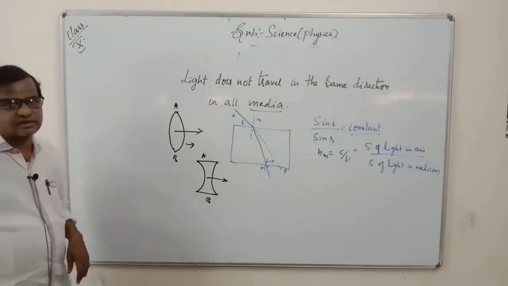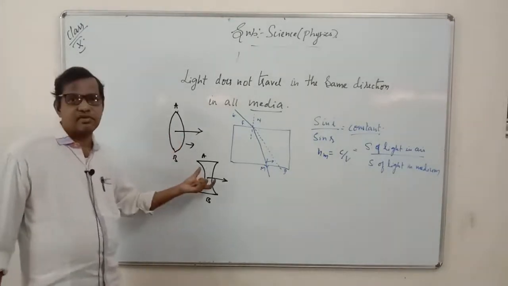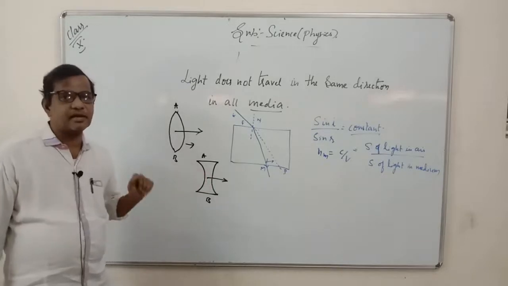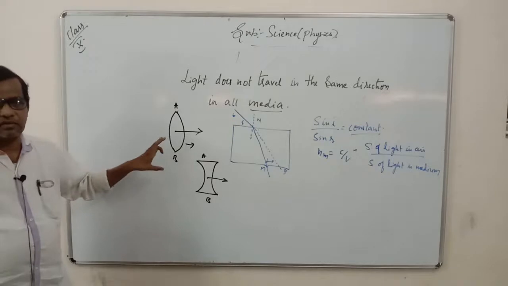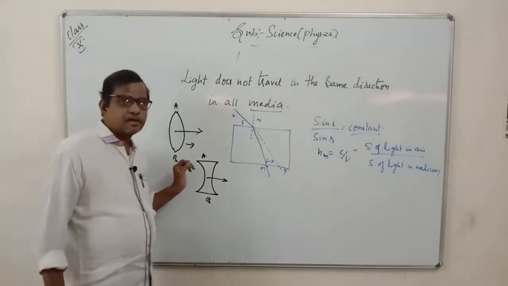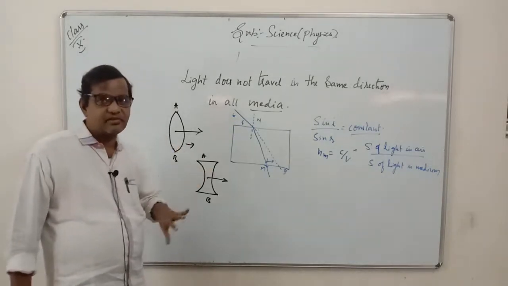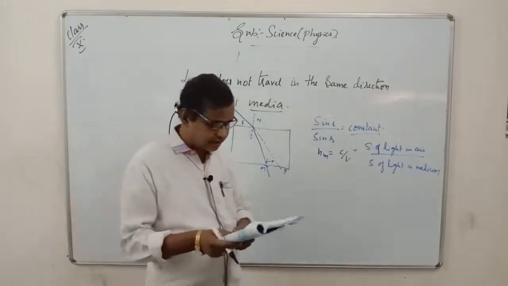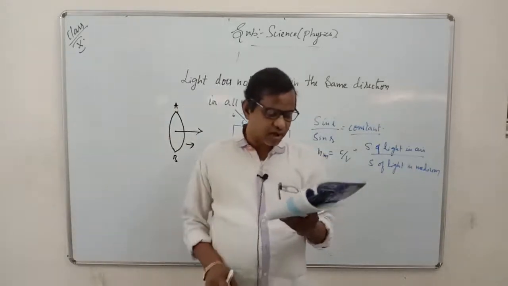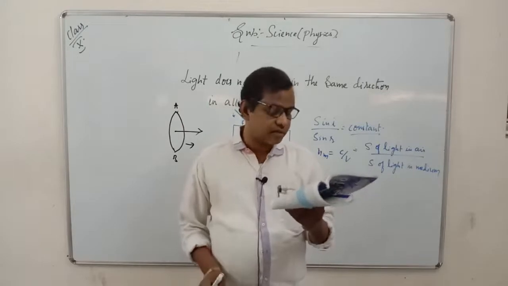But there are two types of lenses. So what are the properties of these two types of lenses? How do they behave when light travels through them? One is convex, another one is concave. What type of behavior does the light show when it passes through these two types of lenses? Let us see. He has given there the converging action of convex lens and the diverging action of concave lens.